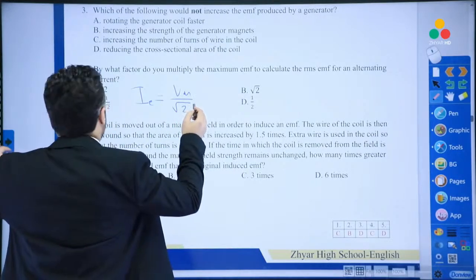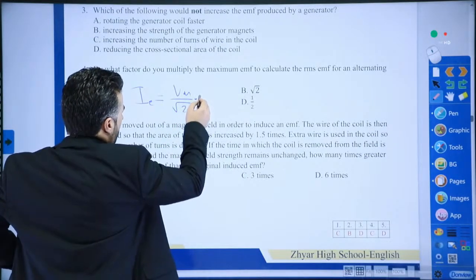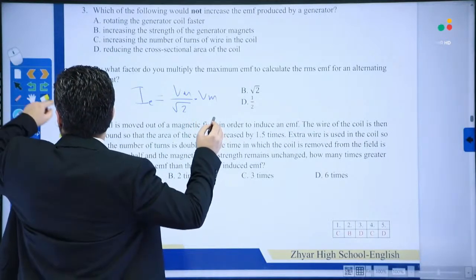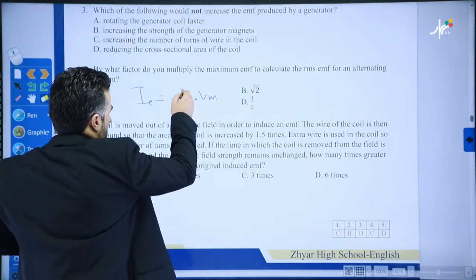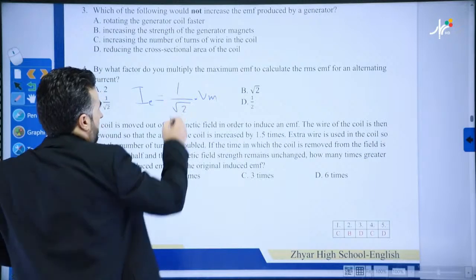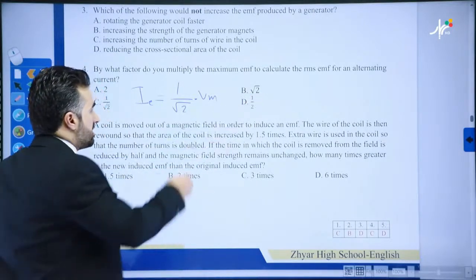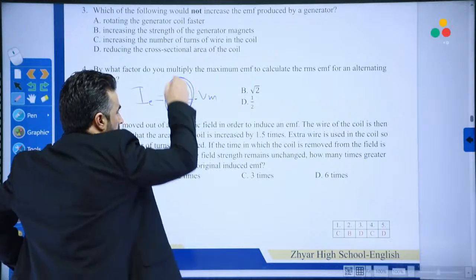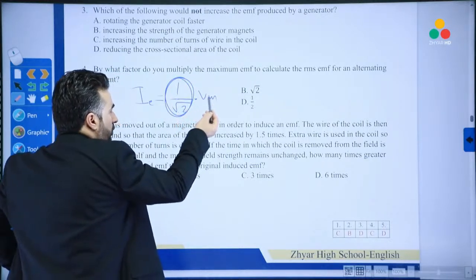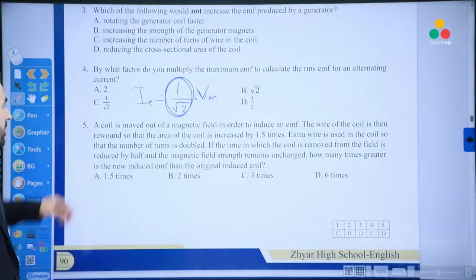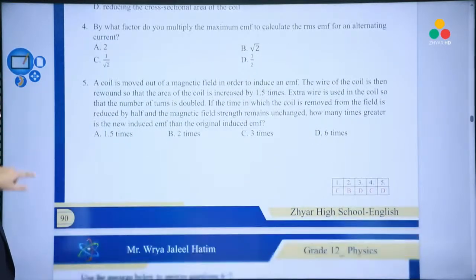So if I move this V maximum here, instead of writing it here, let me just write it here. Let's erase this one. Instead of this, I'll just write 1 here. So do not just say the square root of 2, because that'll be incorrect. Now we multiply the whole thing, 1 over the square root of 2, with the V maximum. Then of course you get V root mean square, and that is going to be option C.